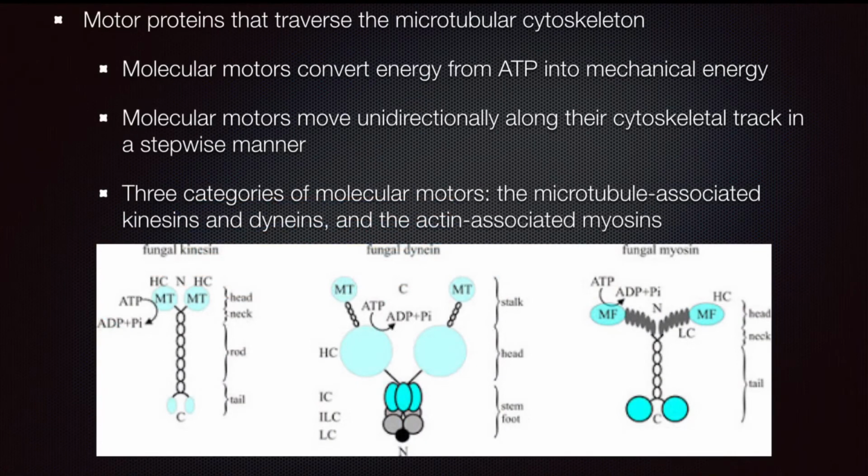There are motor proteins that traverse the microtubular cytoskeleton. Molecular motors convert energy from ATP into mechanical energy. Molecular motors move unidirectionally along their cytoskeletal track in a stepwise manner. Three categories of molecular motors include the microtubule-associated kinesins and dyneins, and the actin-associated myosins.